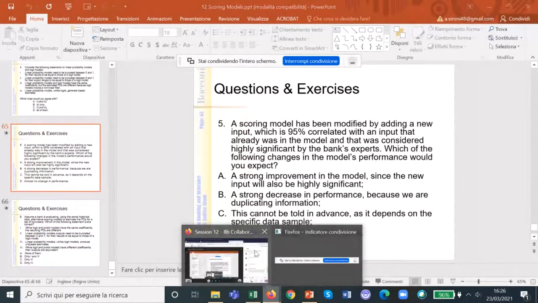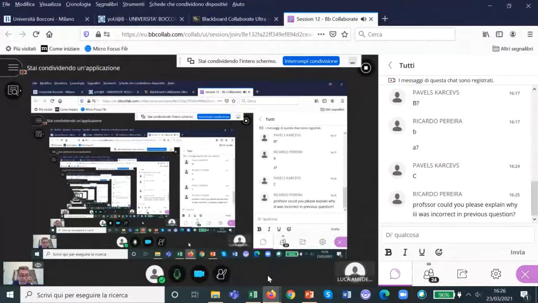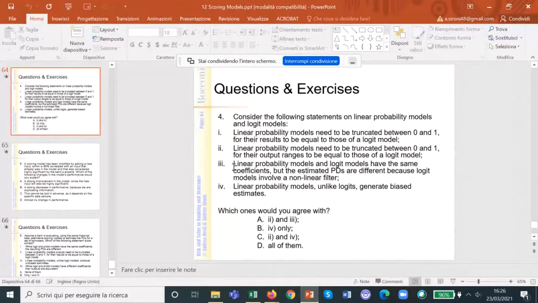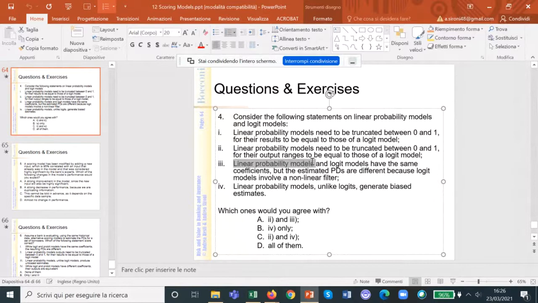So there was a question saying why statement 3 in the previous question is incorrect. Let's look. Linear probability models and logit models have the same coefficients. This is why it's incorrect. They don't have the same coefficients. One is a linear model, the other one is a logit transformation, so they don't have the same coefficients. That's the reason why this statement is incorrect. Okay.